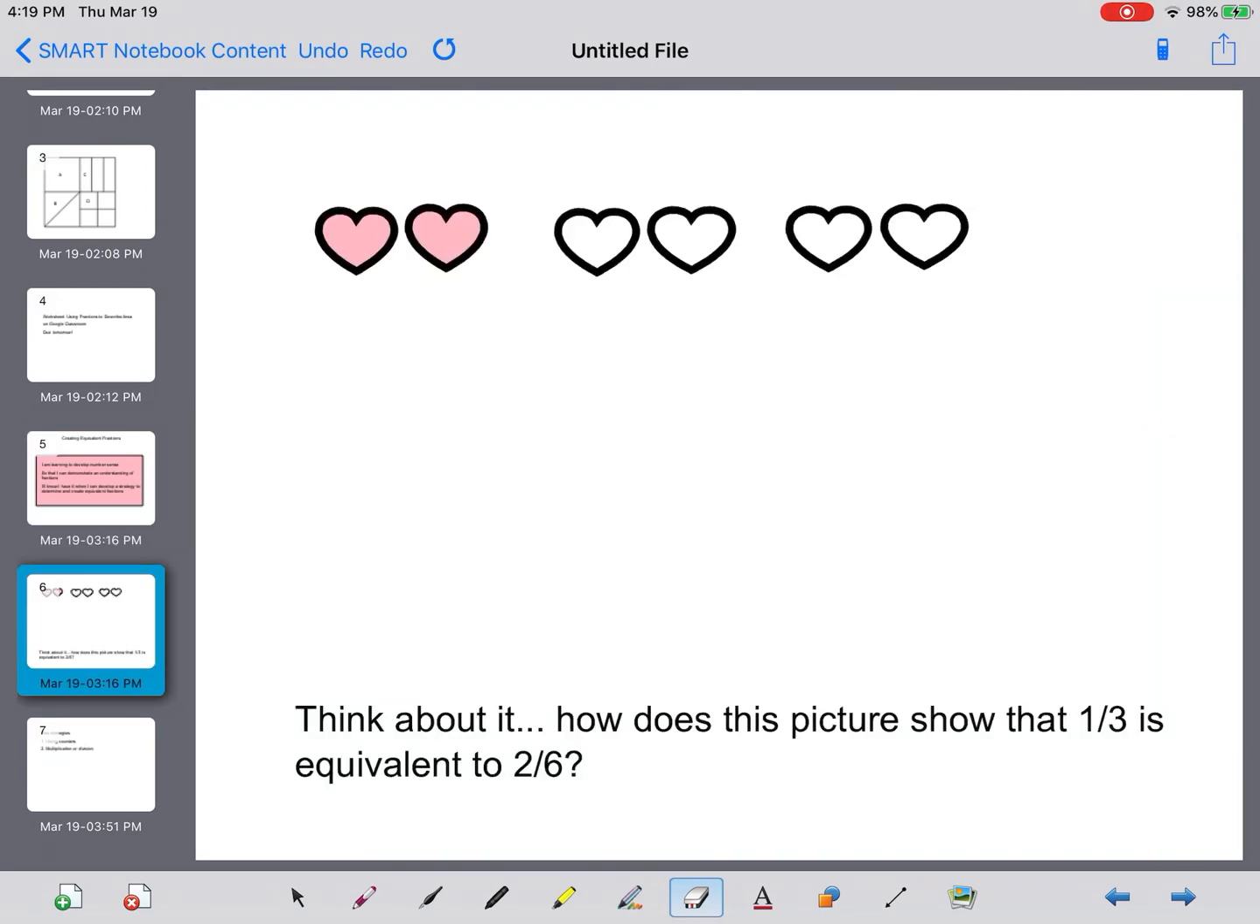So I want you to think for a moment, how does this picture show us that 1/3 is equivalent to 2/6? If you need to pause the video to have more thinking time, that's totally fine.